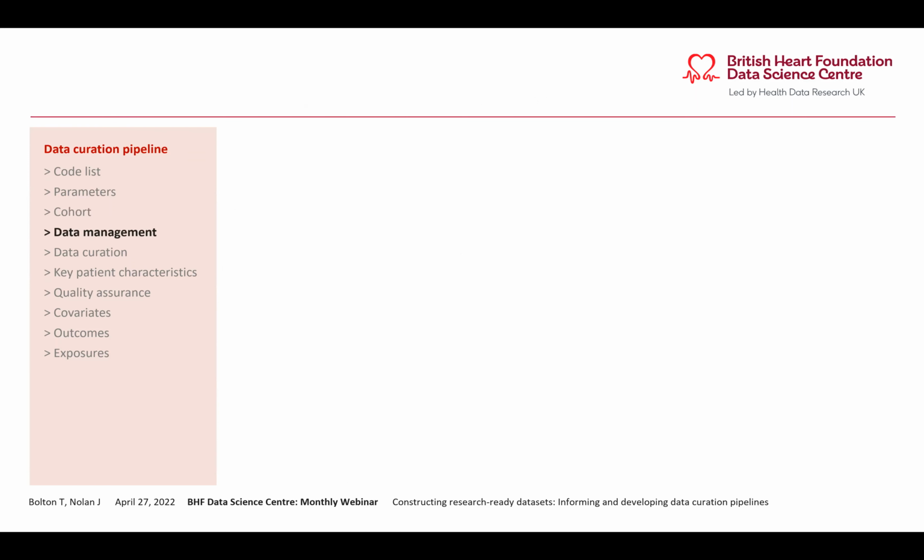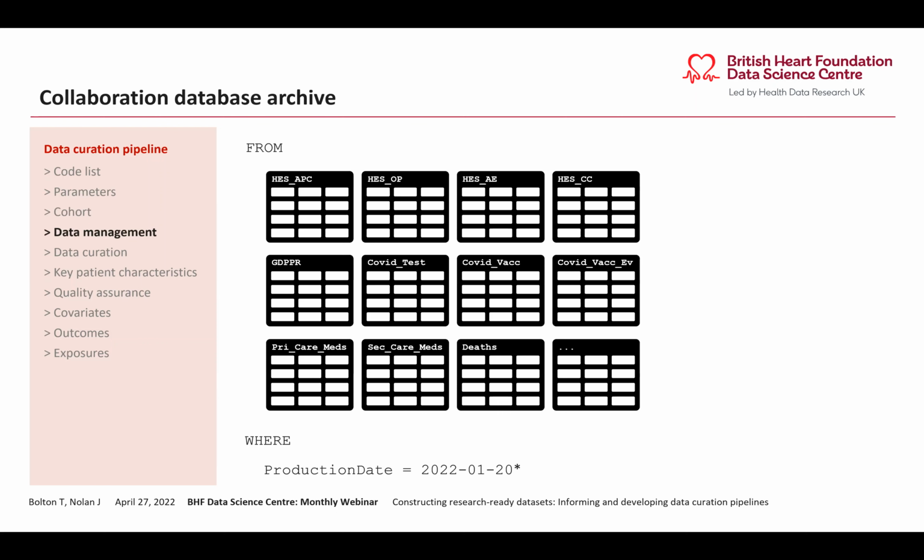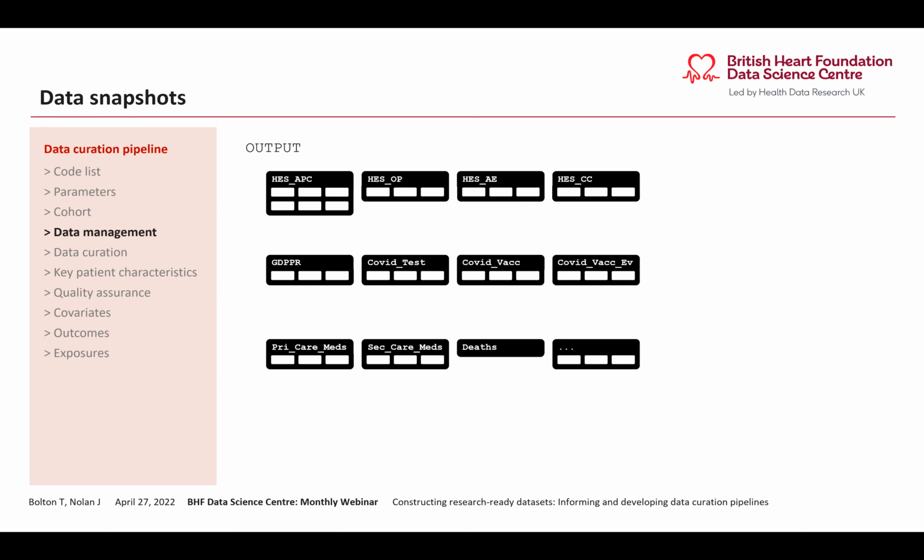So now we've identified our cohort, we can move on to data management. With reference to the production dates from the archive tables that were defined in our parameters, we can inner join each table to our cohort and save the resulting smaller tables, so-called project-specific data snapshots. For CCU 18, it's more efficient to refer to these smaller tables, which are used throughout the pipeline. For example, for GDPPR, which originally contained 7.6 billion records, after we joined to our 770,000 cohort, this results in a data snapshot of 70 million records, so less than 1% of the original.